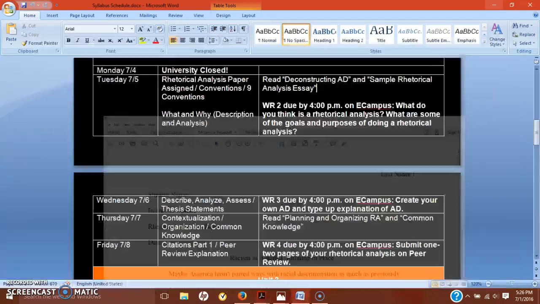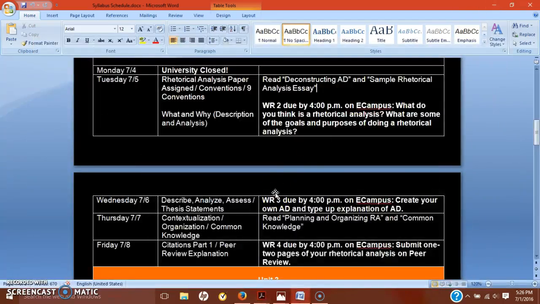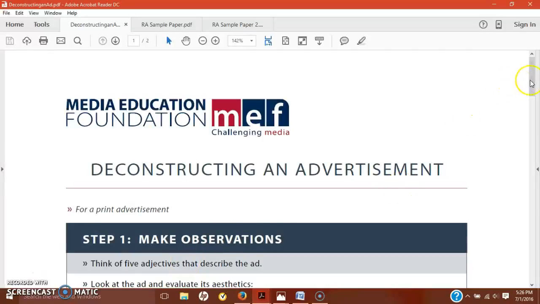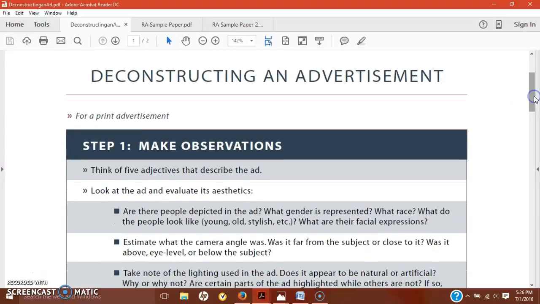We will be dissecting these a lot more as we go along. In the next video, I'm actually going to pull apart a World War Z poster, and you'll get basically a sample of the steps that you should be doing for this paper. Another good place to look at the steps for this paper is this Deconstructing an Advertisement PDF that I put online.